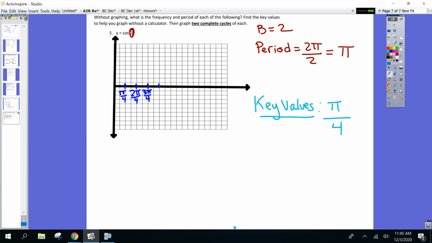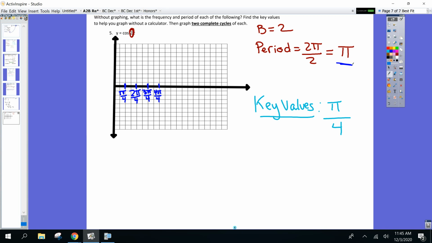Keep chiming in here. Would it just be pi? Yep, 4 pi over 4, right? Which you just reduced down to pi, which is fine. I'm just going to write 4 pi over 4. You guys can write pi if you want. And that's where it ends, because remember, it ends at our period, pi.